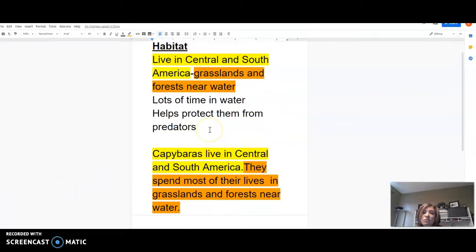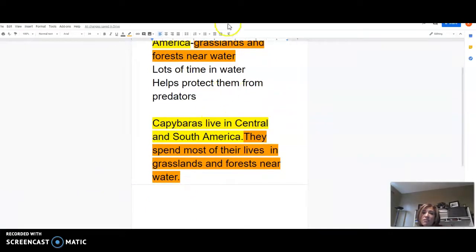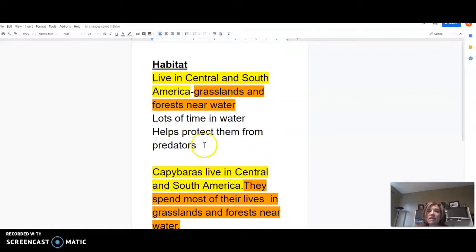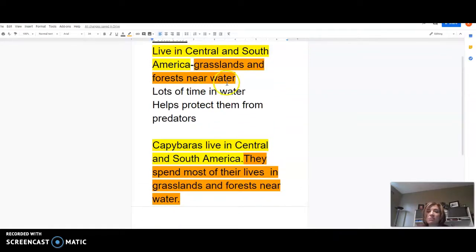Alrighty, that sounds so much better than before. Before we just said grasslands and forests near water. Now we have they spend most of their lives in grasslands and forests near water. I know why I was writing that fact when I was taking my notes last week.